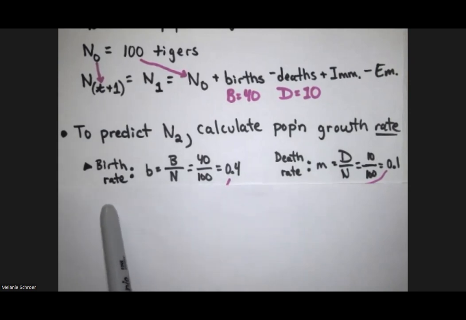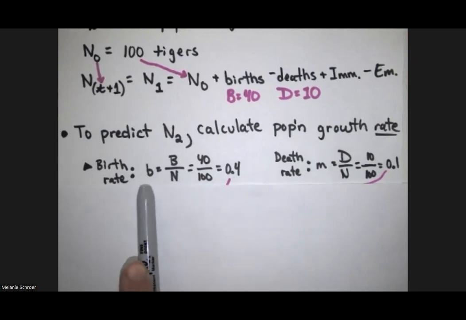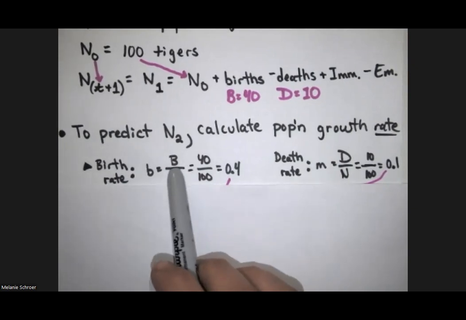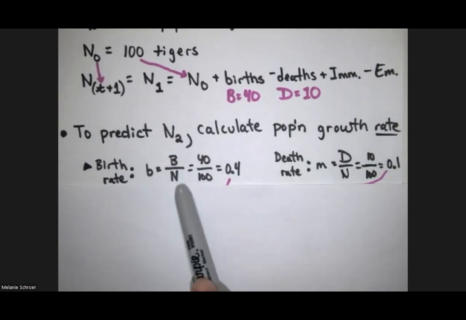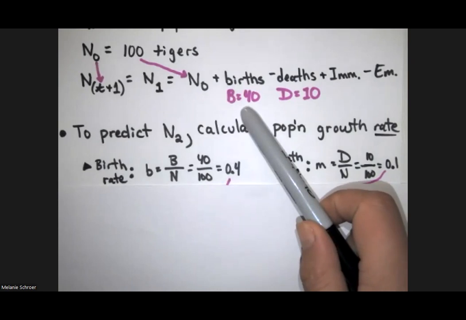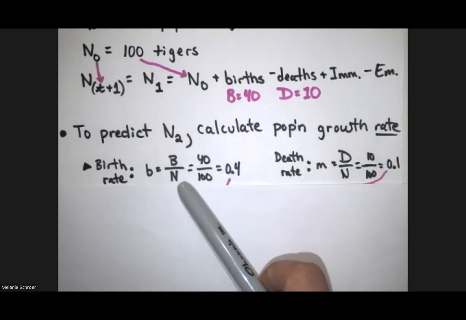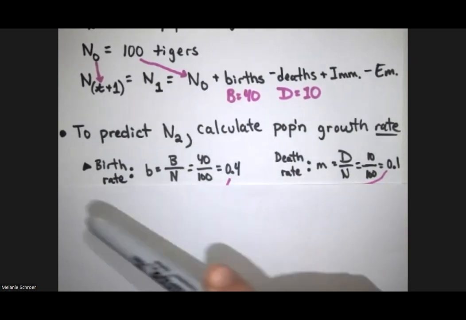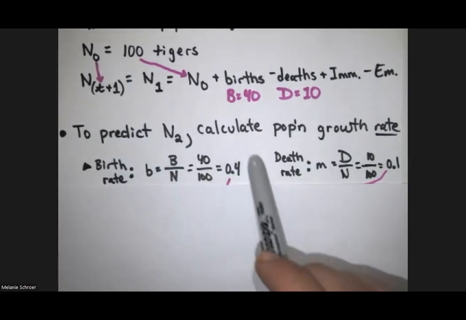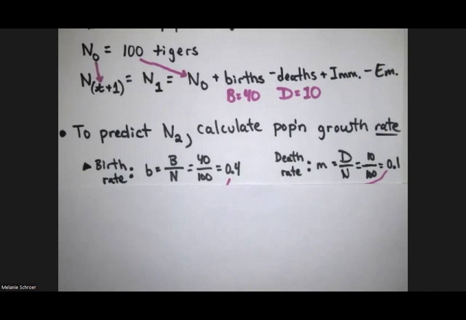Okay? The birth rate is expressed as lowercase b for the rate, and capital B for the number of births. Okay, so in this equation, we can see the birth rate is the number of births, 40, over the number of animals, so 100 tigers. Okay, so 40 over 100 is 0.4. This is the birth rate.